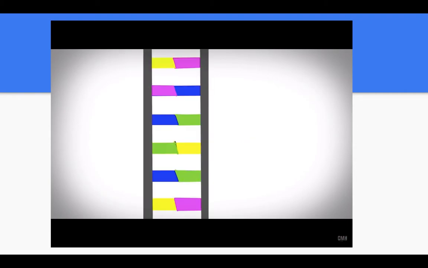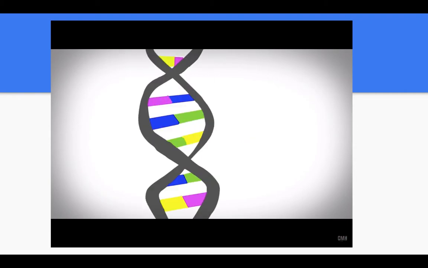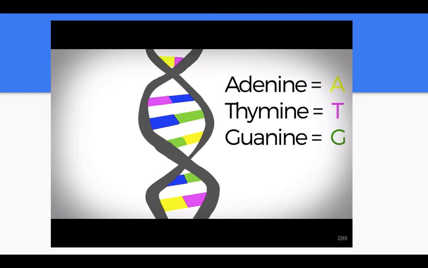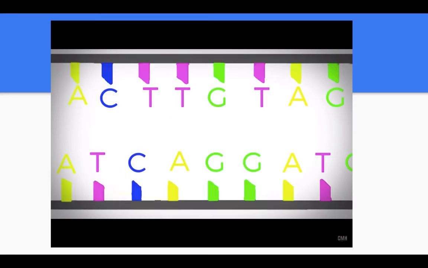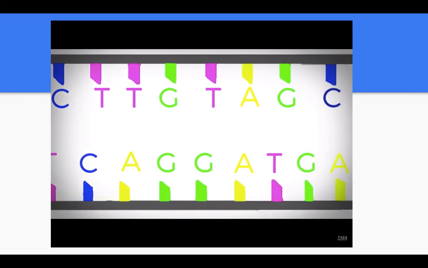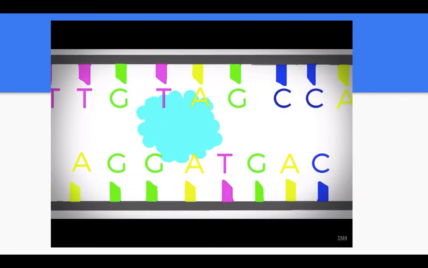DNA is shaped like a ladder that's been twisted. This shape is called a double helix. The steps of the ladder are made of 4 bases. Adenine is A, thymine is T, guanine is G, and cytosine is C. A stretch of the DNA is called a gene. Your body reads the genes and the letters like a recipe and builds protein.